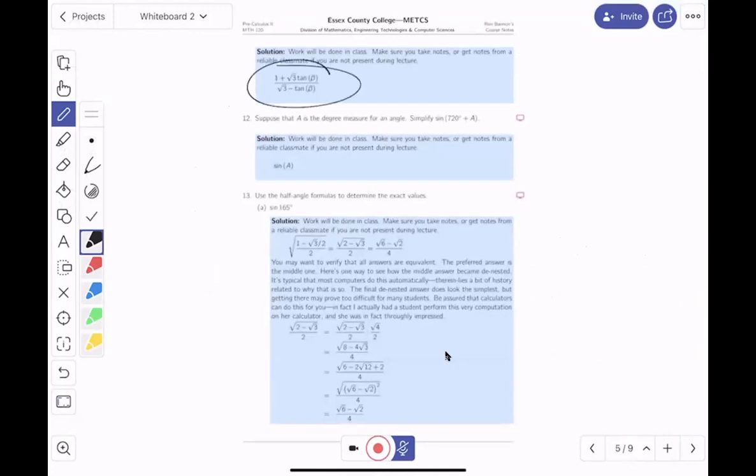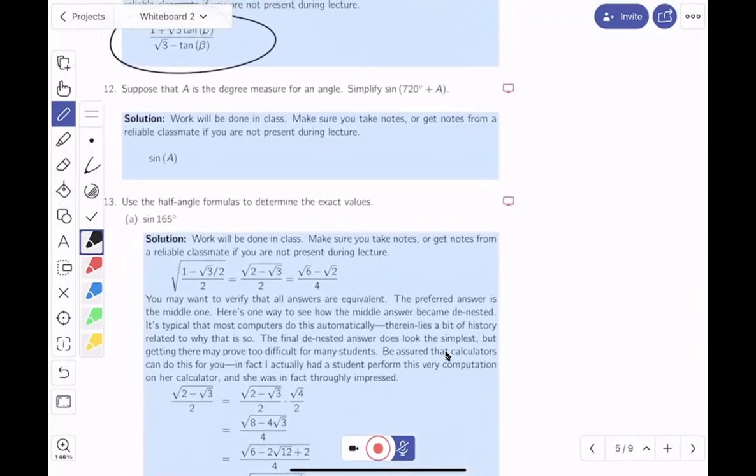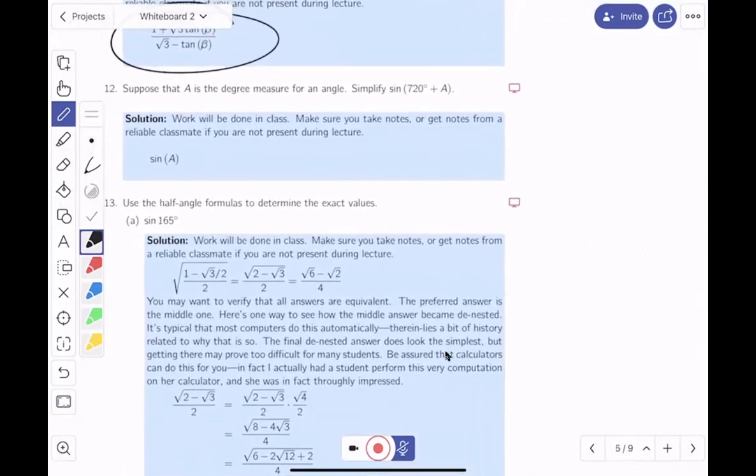And I'm seeing it right there. All right, let's go to the next one. And it's number 12. Number 12 says, suppose that A is in degrees, measure for an angle. Simplify. Well, let's write this down.